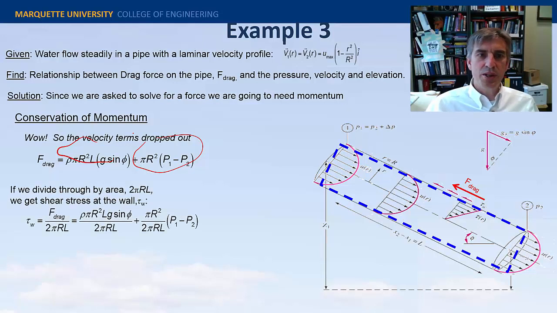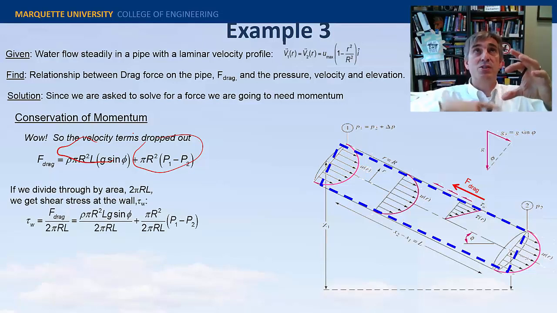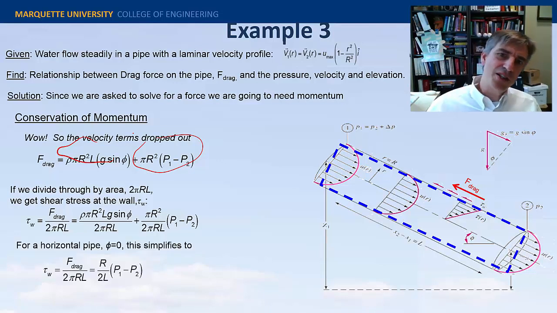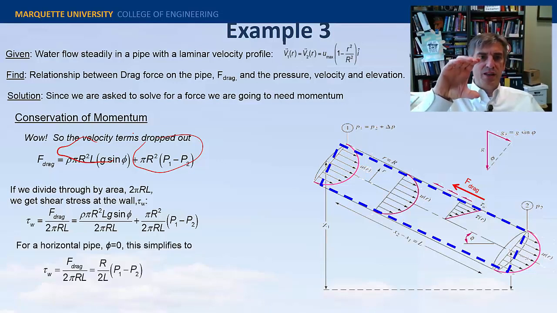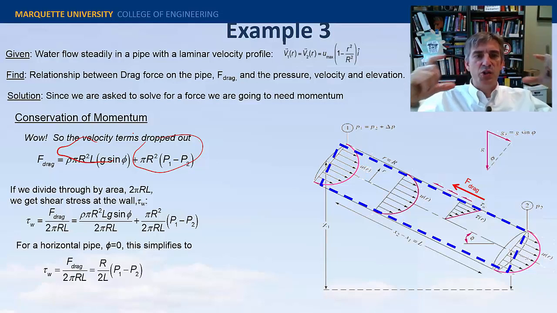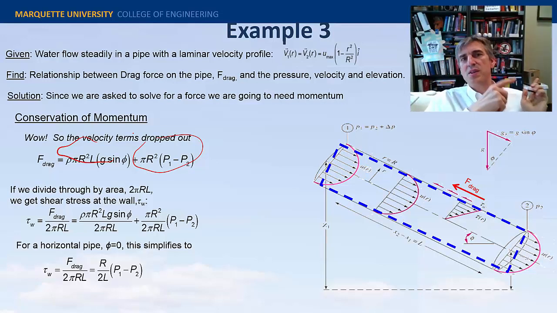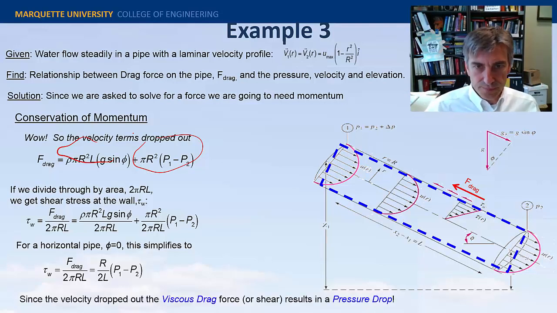So we can divide through to get shear stress. I'll divide through by the area of the pipe, so that's 2 pi r times the length. And let's now just consider the horizontal pipe, so let's get rid of the gravity, and we can see here that the drag force as a result of the flow is a reduction in the pressure. So you can think of it either way. The pressure causes the shear stress, or that shear stress causes the pressure drop. All right, since the velocity dropped out, the viscous drag results in a pressure drop.